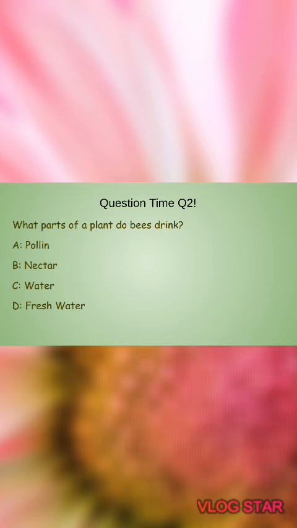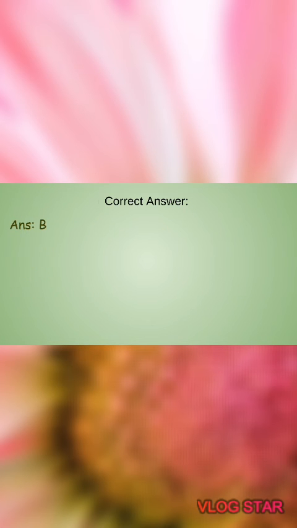Question number 2. What parts of a plant do bees drink? A. Pollen, B. Nectar, C. Water, D. Fresh water. The correct answer is B. Nectar.